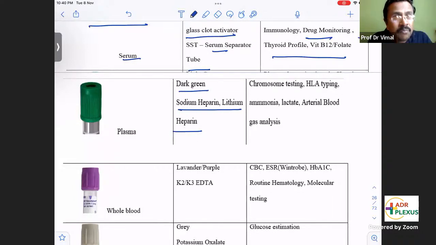Whenever you want to do a chromosome study, a chromosome analysis or genetic study, use heparin, the green topped one. Also HLA typing for doing transplantation. So a clinical scenario can be framed, for example a transplant scenario where they ask in which vacutainer the blood sample should be collected. Like that, the question can be framed. And for ABG analysis also, you have to collect it in a green topped one.